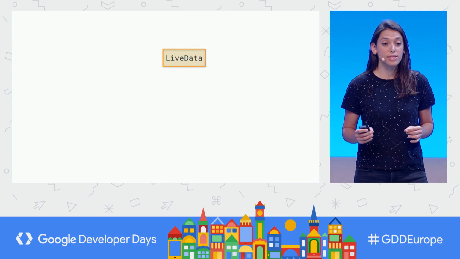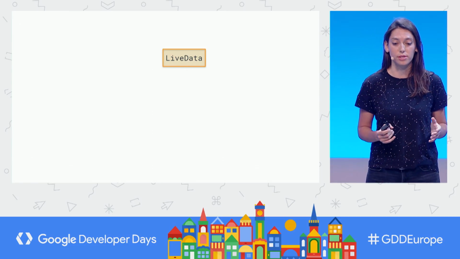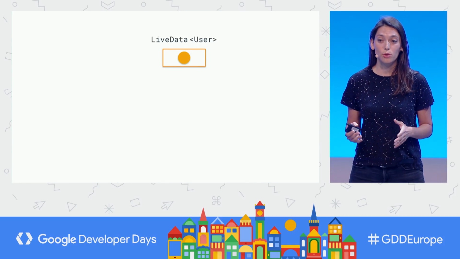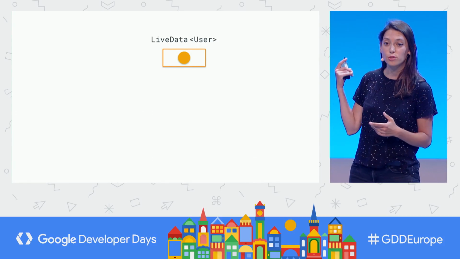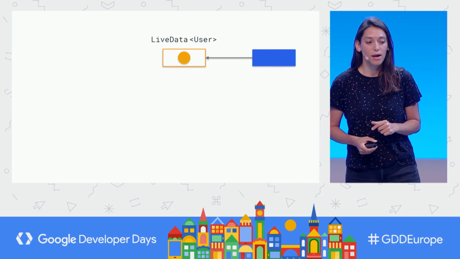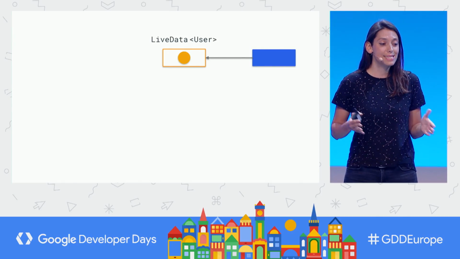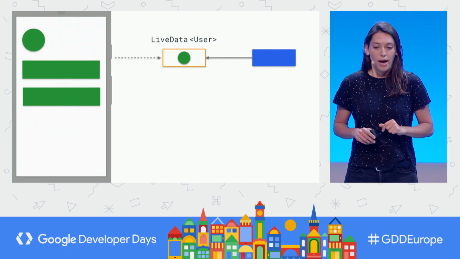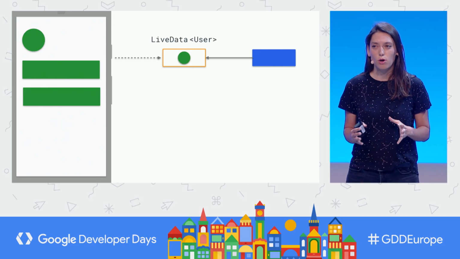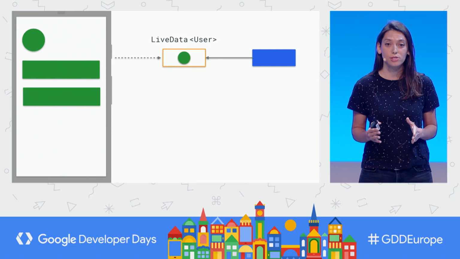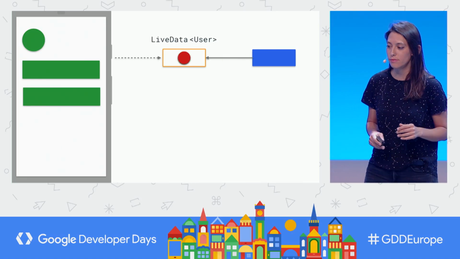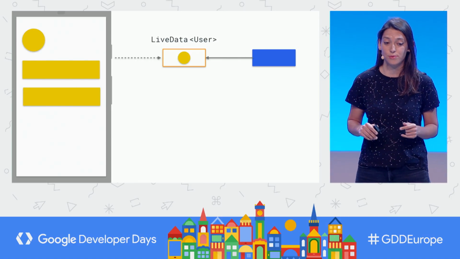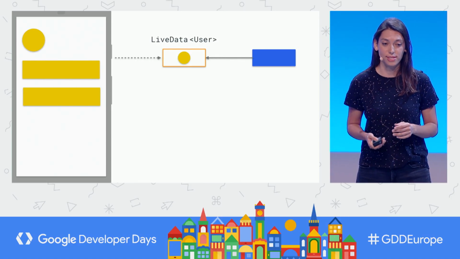Architecture Components provides one such lifecycle-aware component, which is LiveData. LiveData is a data holder, so it can hold information about the user, for example. And other components can set the value that is being held. And activities and fragments, so objects that have a lifecycle, can observe that LiveData. And then they can react to the changes of that LiveData and update the UI, for example.